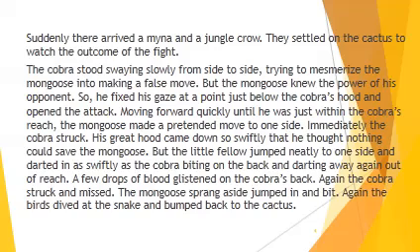But what happened? The little fellow jumped neatly to one side and darted in as swiftly as the cobra, biting on the back, jumped onto its back and darting away again. So the cobra struck, the mongoose slipped to a side, and very quickly it darted onto the back of the cobra, biting there, and again it darted away out of reach. A few drops of blood glistened on the cobra's back because the mongoose had bitten there.